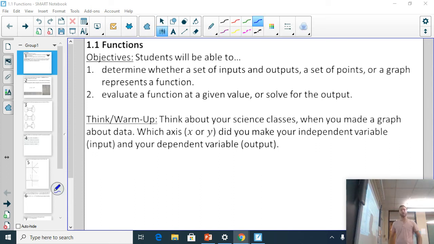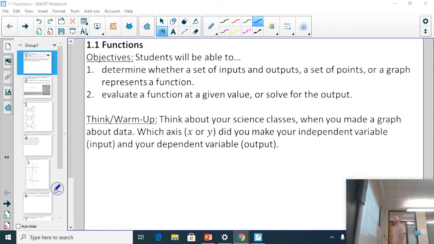And now we are finally going to jump into our first unit, which is functions. I know we hit it a little bit, but we're just going to go over it again. And I'm going to make sure to hit different points now that we're in Delta Math, to match things that are in Delta Math.